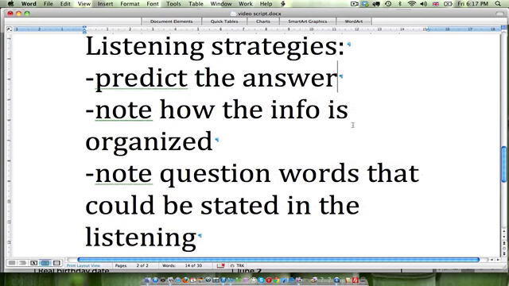There's always an organizational pattern to every IELTS listening task. So whether it's chronological or in groups, we need to figure out how this information is organized, and this will help position us as we listen for the answers.